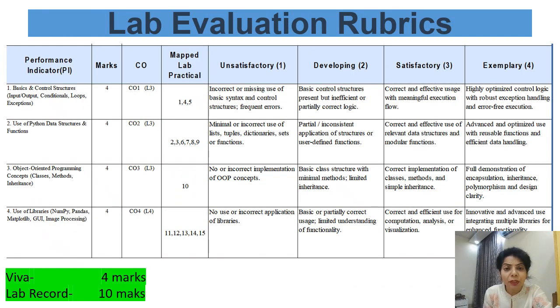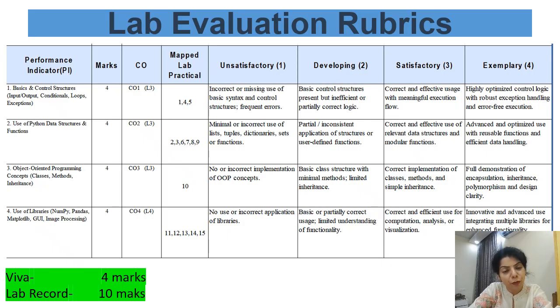Now, moving on to the lab rubrics. These are the lab rubrics. Every lab will be assessing you based on these 4 rubrics. We can assign you marks out of 4: 1 for unsatisfactory performance, 2 for developing, 3 for satisfactory performance, and definitely 4 for exemplary performance. Every practical is going to be mapped with the performance indicator and the respective COs. So in every lab, we are going to conduct a small Viva based on the task assigned to you. And then at the end, we'll assess you.